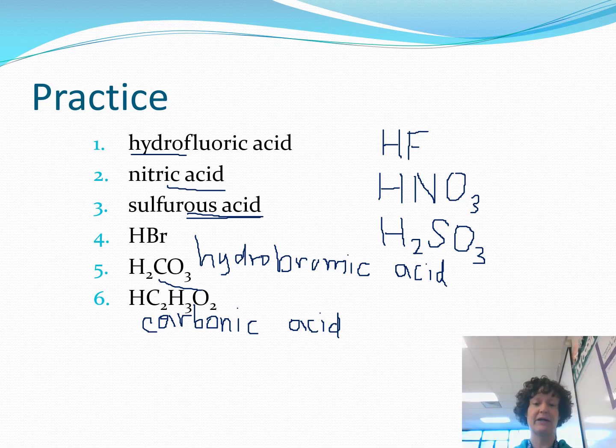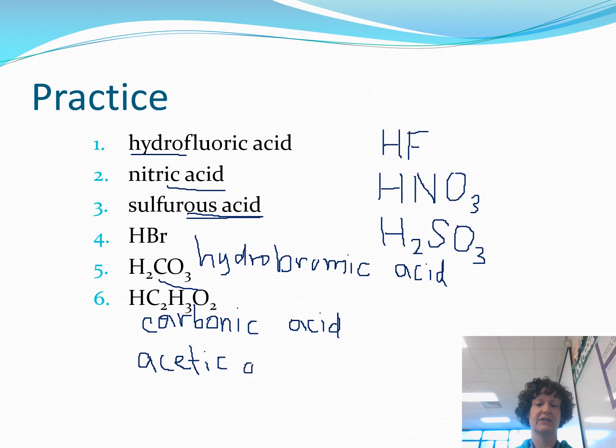HC2H3O2, is that going to be binary or ternary? That's right, that's ternary because you got a polyatomic ion in there. And this one, the polyatomic ion is C2H3O2. So that is the polyatomic ion acetate. Acetate, again, ends in ATE. So that would be acetic acid. So again, I changed the ending to ic acid.